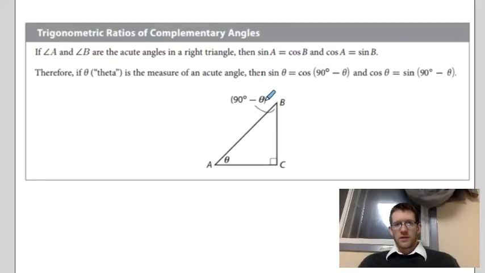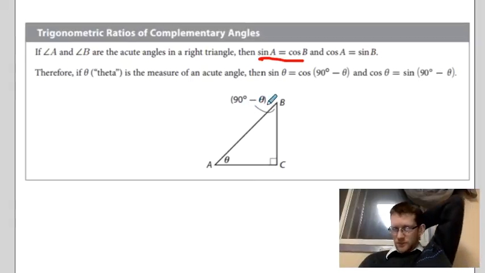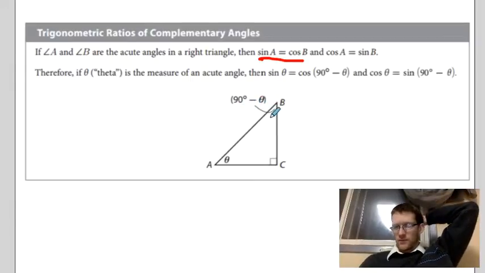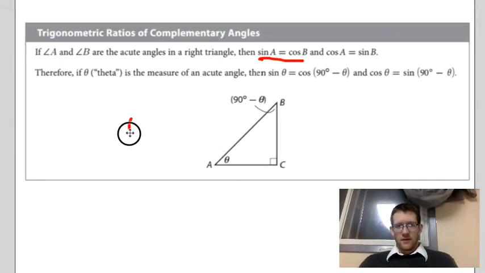So therefore, they just plug in this 90 minus x into our equation up here for angle B. So it says the sine of angle A, or theta, right? The sine of theta is equal to the cosine of angle B, or 90 minus theta. Similarly, the cosine of theta is equal to the sine of 90 minus theta. So just keep this property in mind. It'll make a little more sense when, well, we can do a couple examples here. So if theta, so right here, if theta is equal to 30, right?